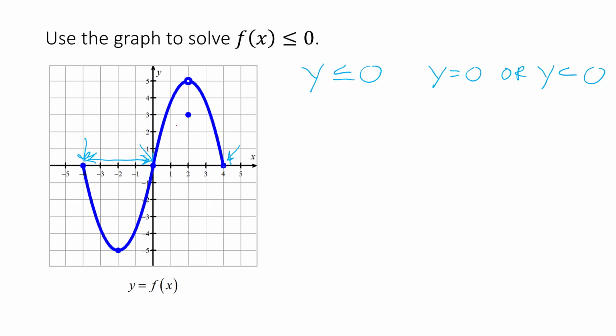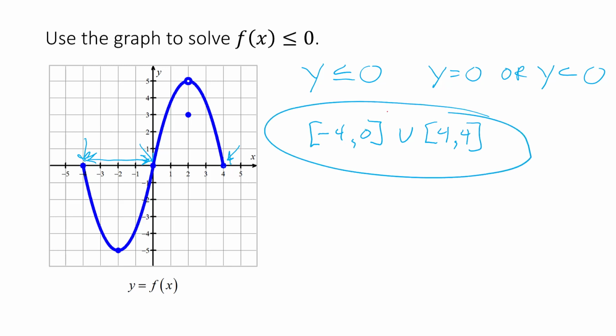So in interval notation, my solution is going to start at -4, including -4. It's going to go to 0, including 0. And then union is going to include the interval from 4 to 4, if we write this totally in interval notation. So there we go, and let's move on.